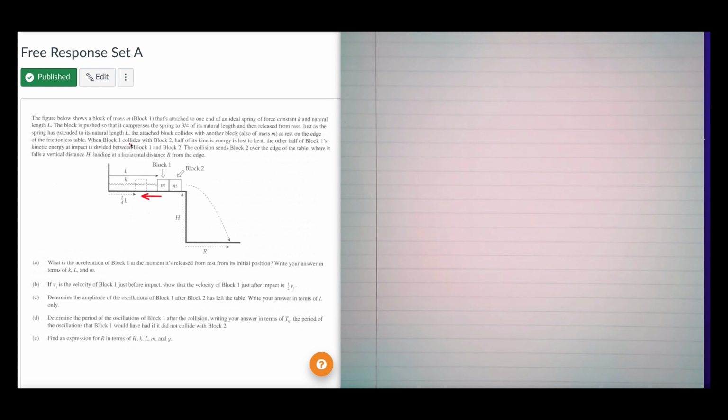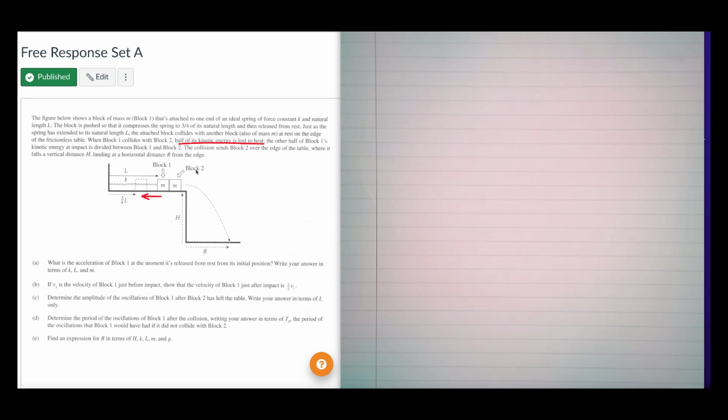When block 1 collides with block 2, half of its kinetic energy is lost to heat. So we can see that it's not really conserved. But we can still use a conservation of energy formula to account for this loss. The other half of block 1's kinetic energy is divided between block 1 and block 2.